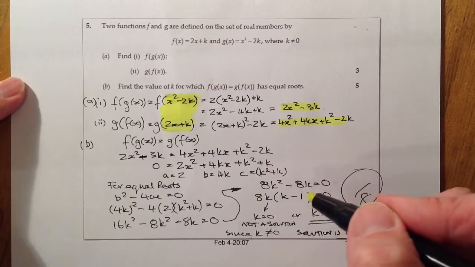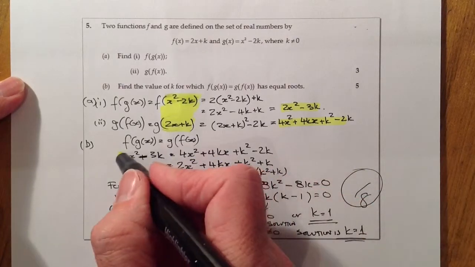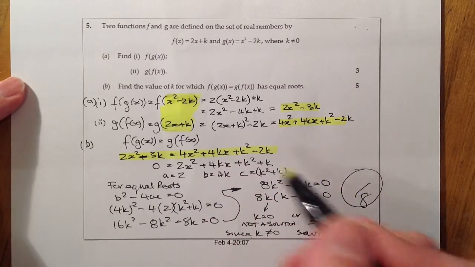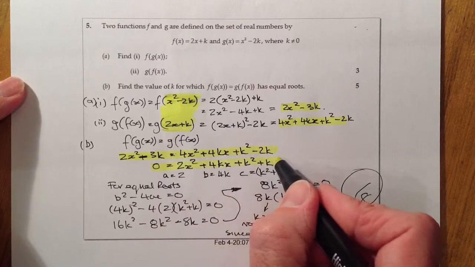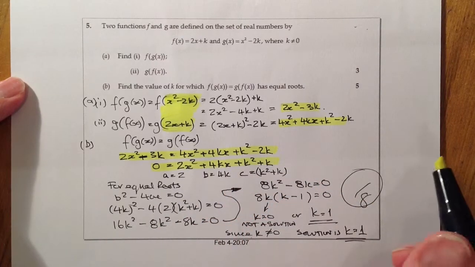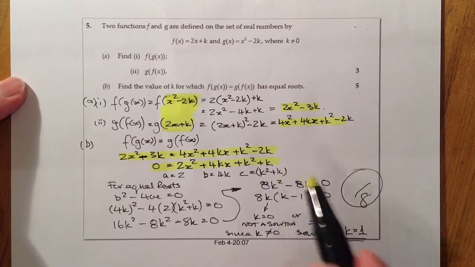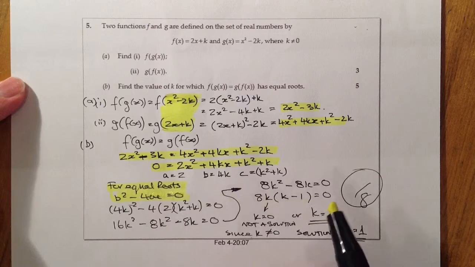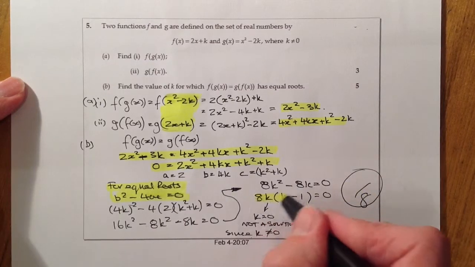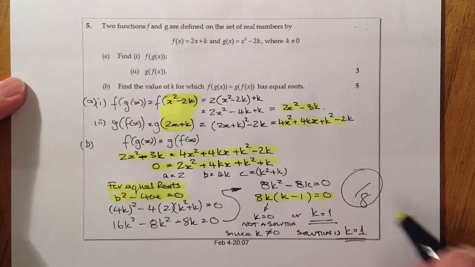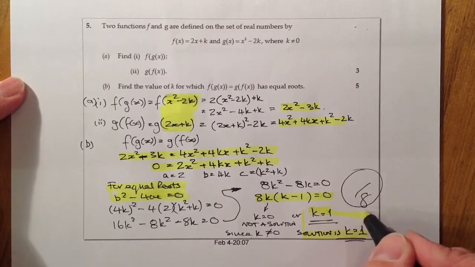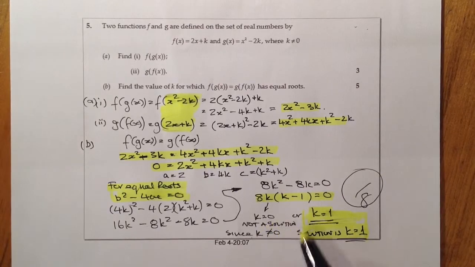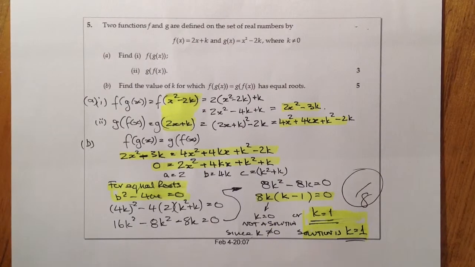I've got 5 marks for part B. The first thing I'm going to go for is setting the 2 of these equal to each other. I'll then get a mark for gathering it all together into that form there. I'll go for 1 mark for stating that for equal roots b squared minus 4ac equals 0. 1 mark for getting to here, and finally 1 mark for this part here. So that's going to be the 5 marks. If you leave k equals 0 as a solution, then the last mark will not be gained there.